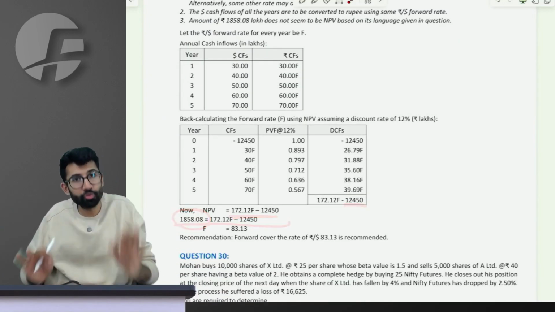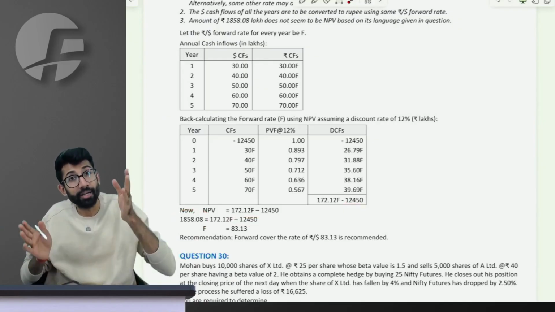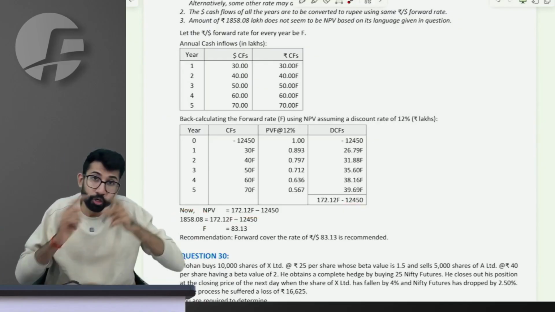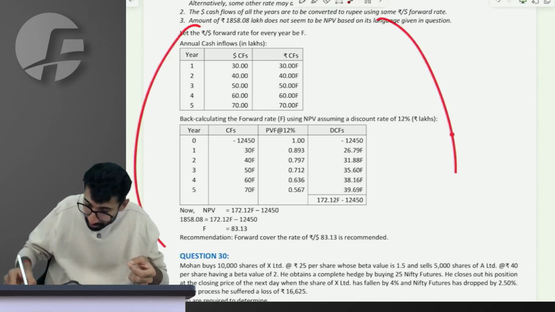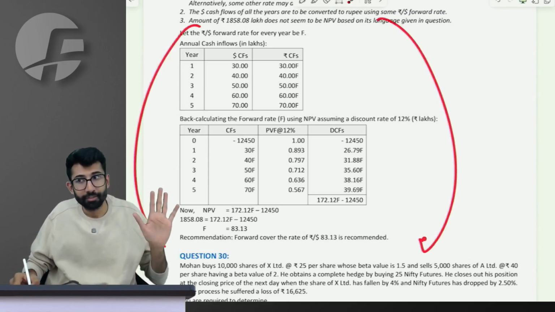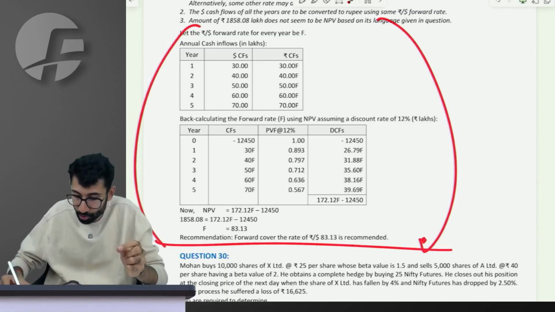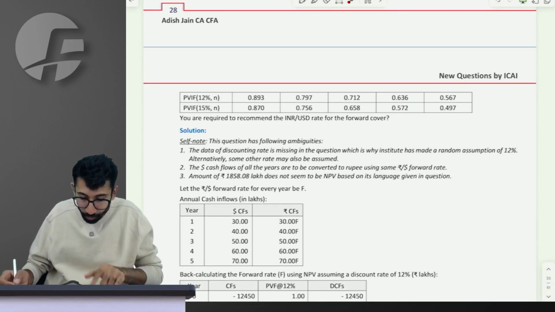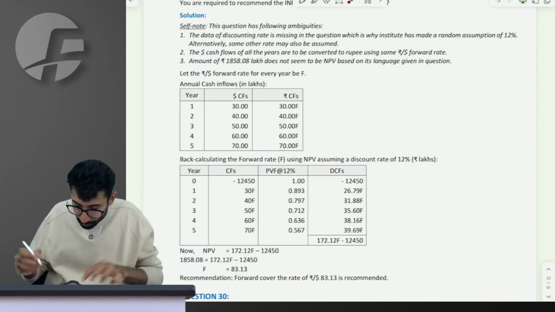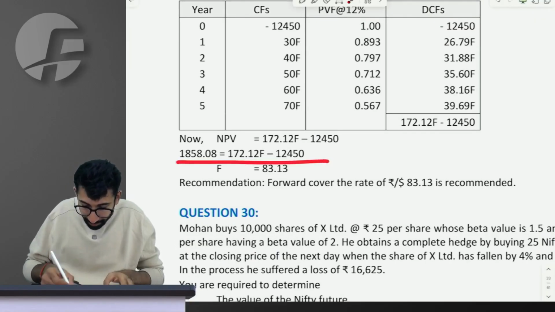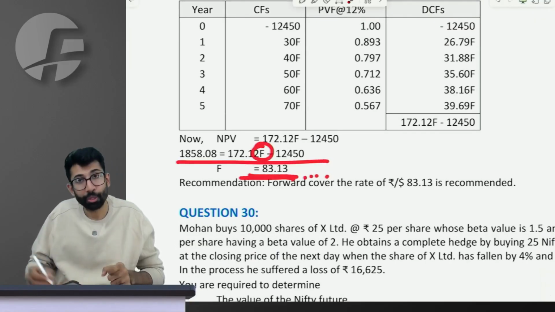1858.08. The solution is really easy, but interpretation of the question to come to this solution is really difficult. Once you mug it up that this is the solution, it's really easy. But the problem is one would never realize. Now, sir, suppose when I solve it, I can back calculate the forward rate as 83.13.